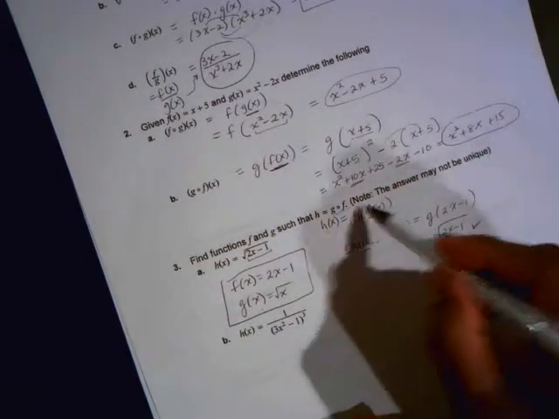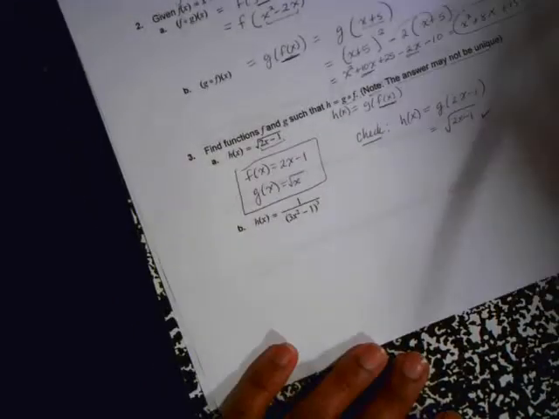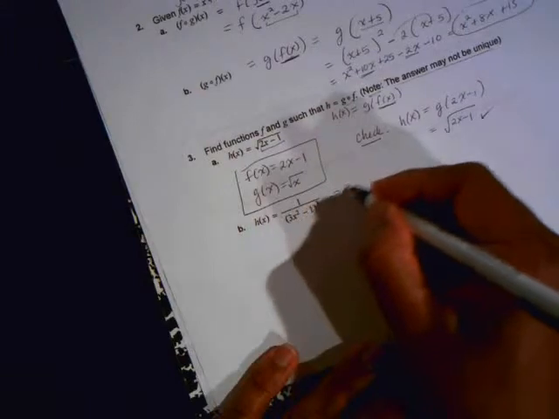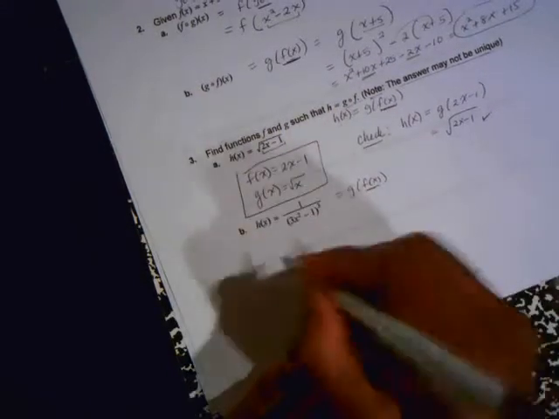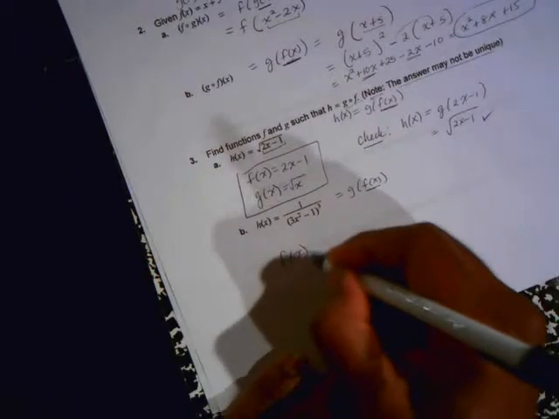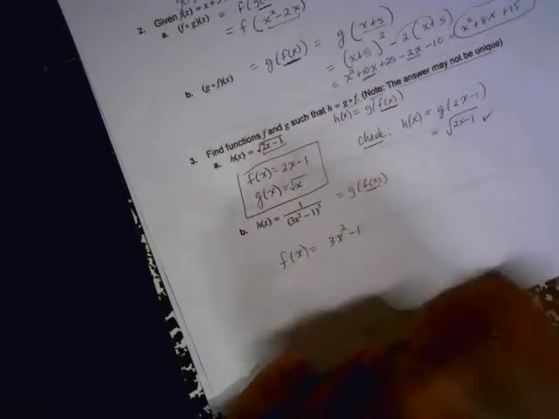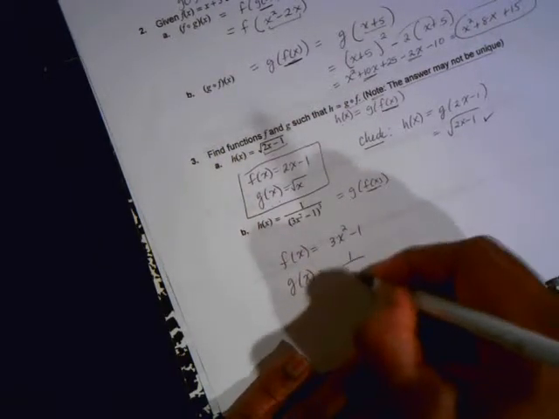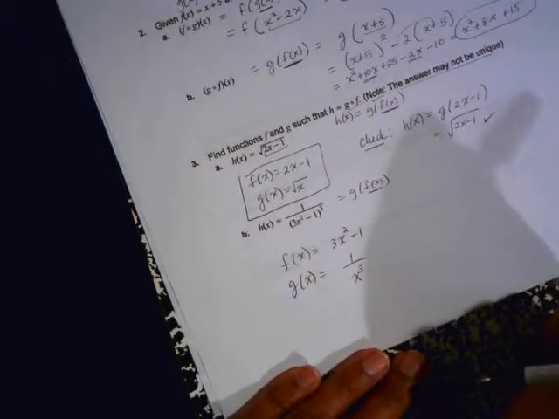Now it said here in the note that the answer may not be unique. That'll make more sense in the next problem. So here we have h of x is this, which needs to look like g of f of x. So we need an inner function and an outer function. The inner function could be 3x squared minus 1. The outer function could be 1 over x cubed. It could take whatever's in here and cube it to the bottom.